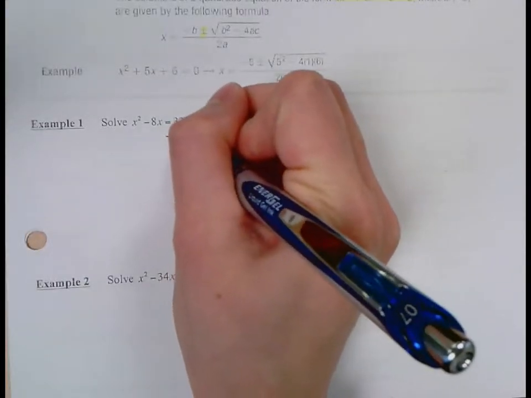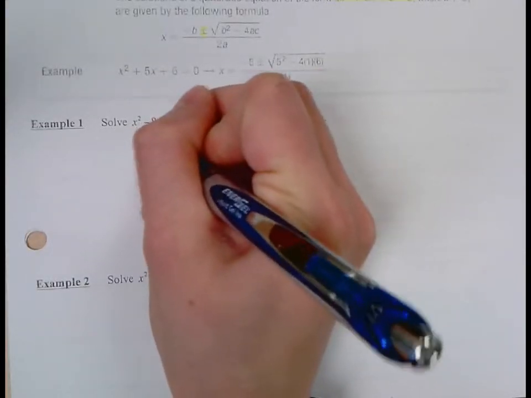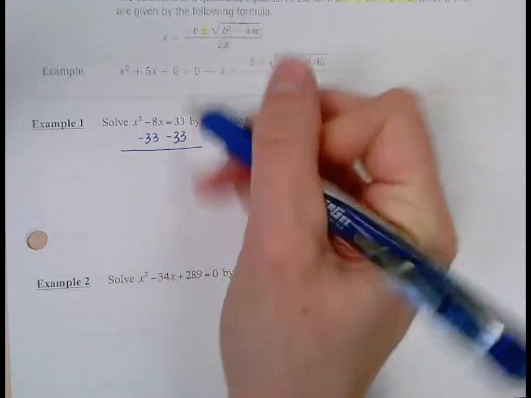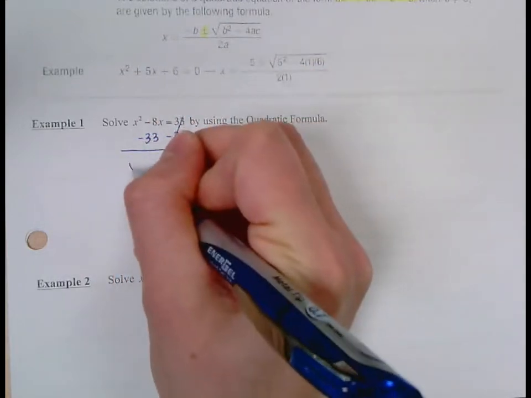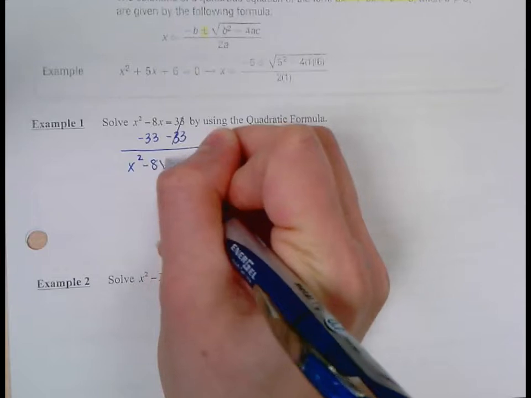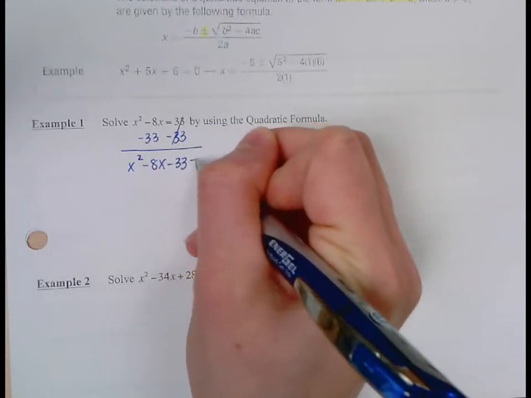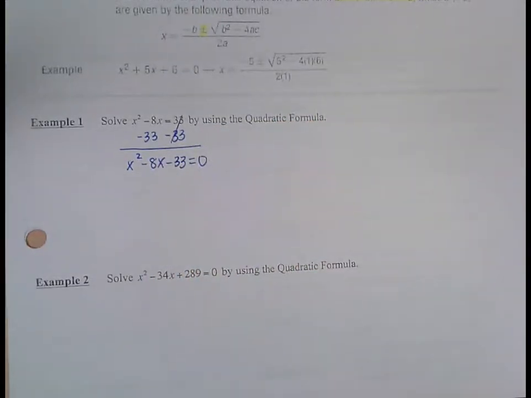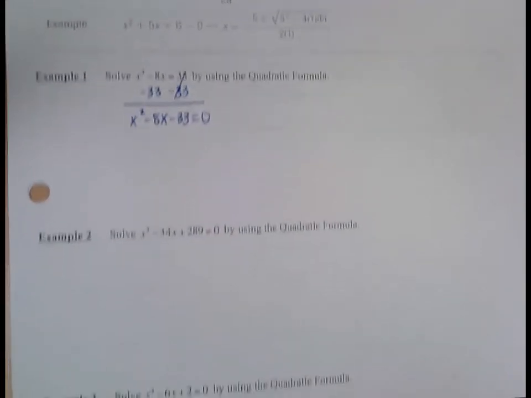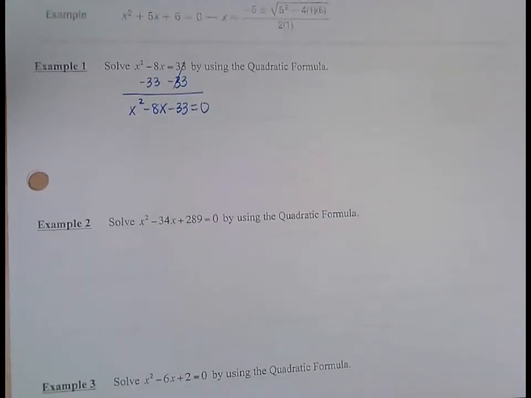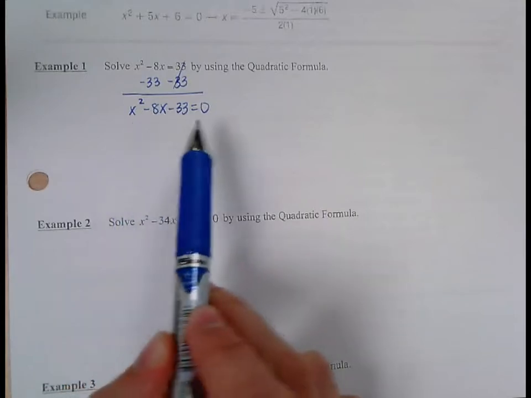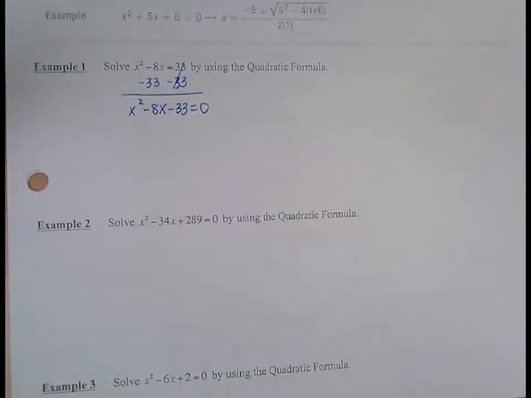So I would start out by subtracting 33 from each side. So we'd have x squared minus 8x minus 33 is equal to 0. And that might already be done for you in the problem. But once it's in standard form, then identify a, b, and c.